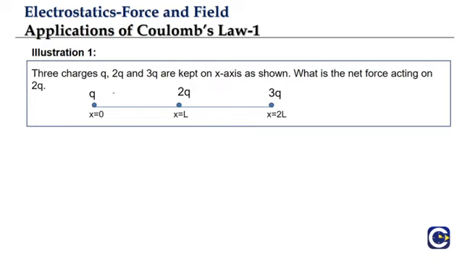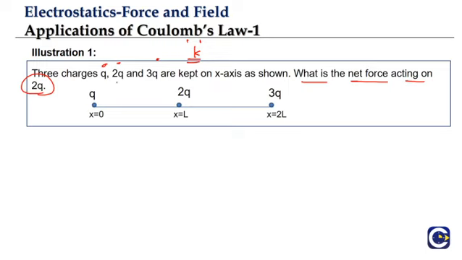First question: three charges Q, 2Q and 3Q are kept on the x-axis as shown. What is the net force acting on the charge 2Q? Here they are giving everything in terms of symbols. While we use the Coulomb's law formula, we can retain the value of k as the symbol for the Coulomb's constant. So the final answer is going to be in terms of k.